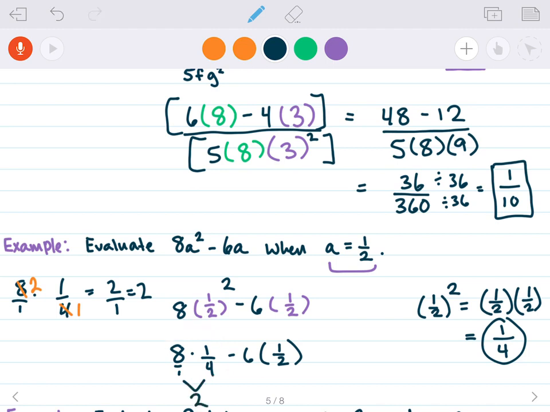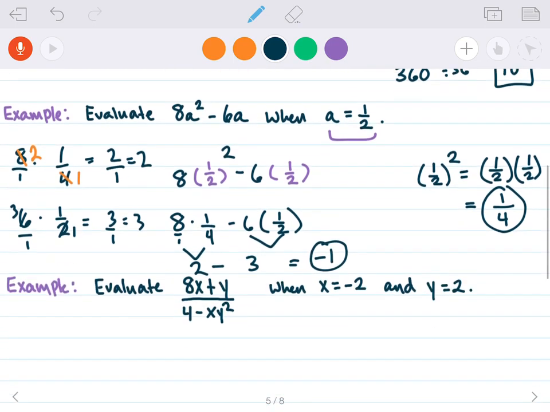Okay, that becomes 2. And then 6 times 1/2, well, again, cross simplify. 2 goes into itself once, 2 goes into 6 3 times. Multiply straight across to get 3 over 1, which is 3. All right, so this becomes minus 3. So 2 minus 3 is going to give us a final answer of -1.